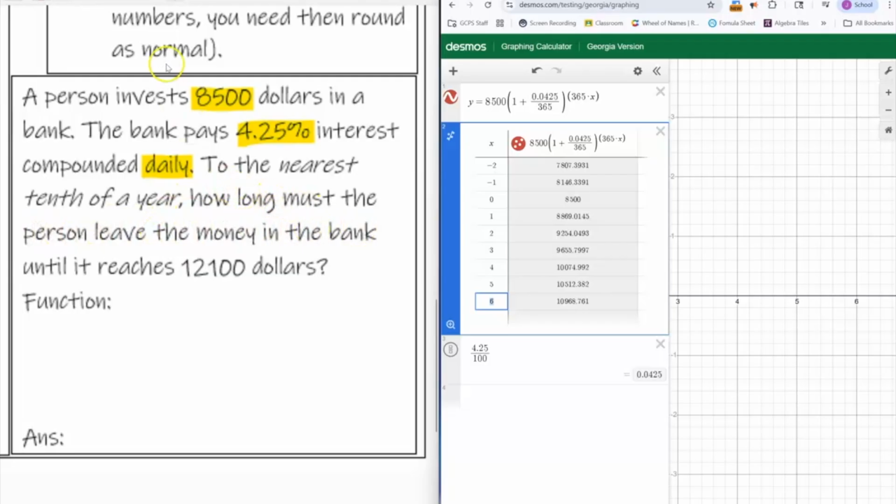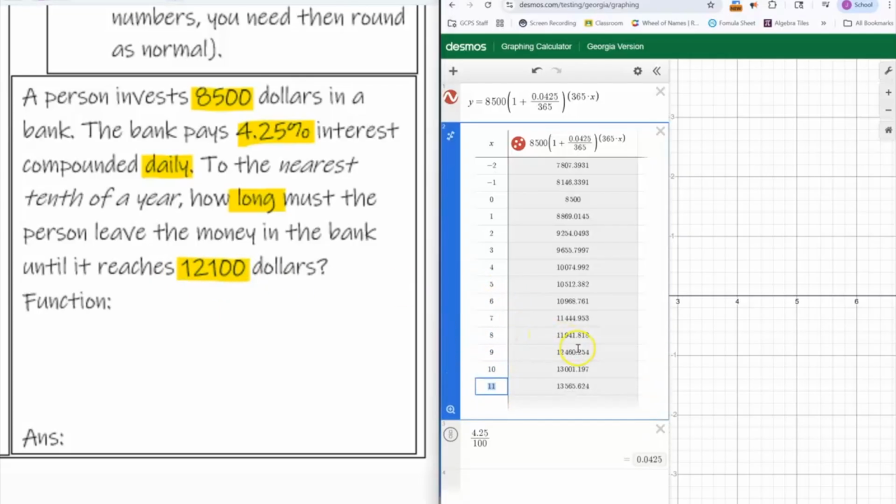So how long means what is the X value? Because this is time, right? How long must they leave it in the bank until it reaches 12,100? Well, if I press enter, enter as normal, look, I've passed 12,100. So it's between 8 and 9.